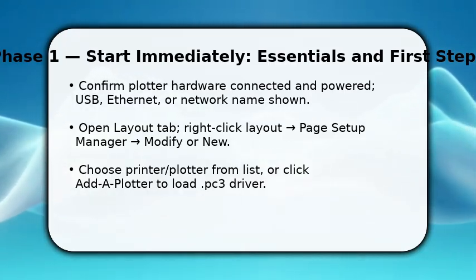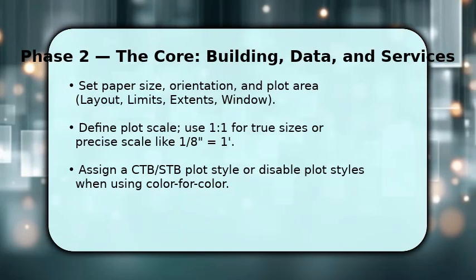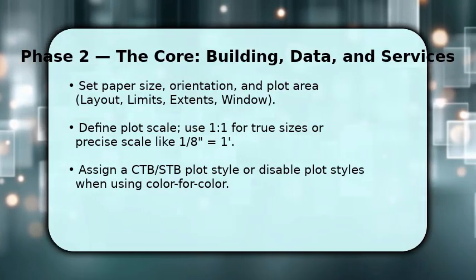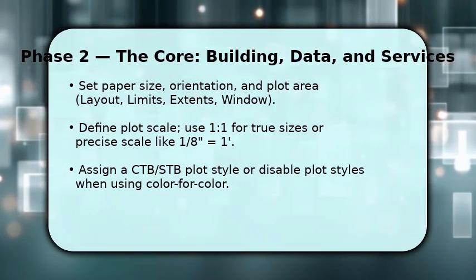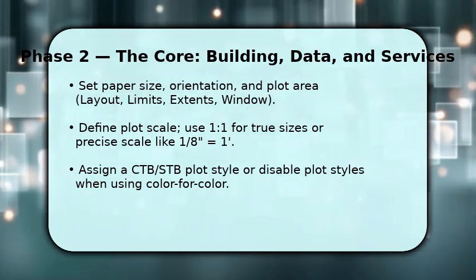Now you fine-tune the core settings. Choose paper size and orientation and pick the plot area: layout, limits, extents, or window. Use window for custom areas. Then set plot scale. For construction drawings, use a standard scale, otherwise 1 for true size.